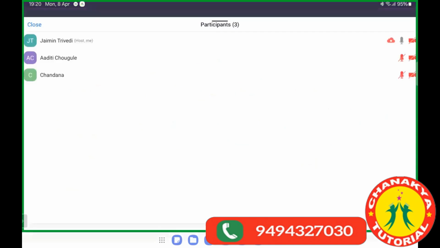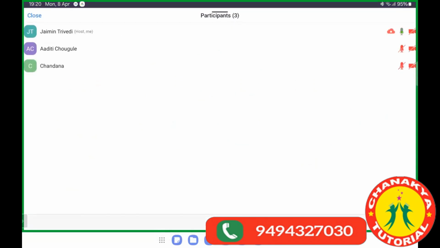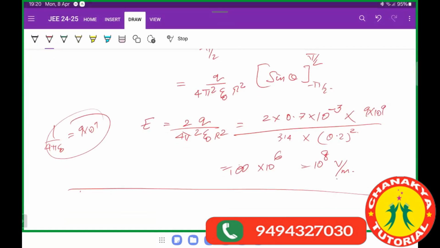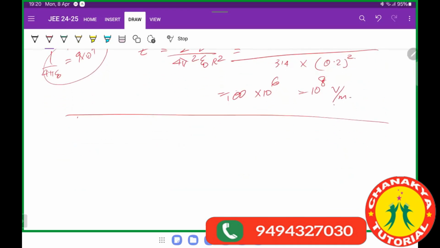You got the answer? I'm still stuck near 100. I'm not getting more than that. You've done this, right? 2 into 9, 18, 18 into 0.7 divided by 3.14 into 0.04. Yeah, okay, I get it now. Sorry, 10 to power 6 will be the power and the remaining 10 to power 8. We'll do the electric dipole next.